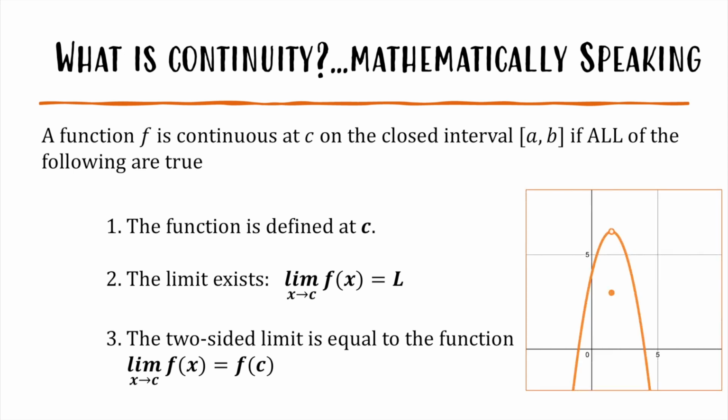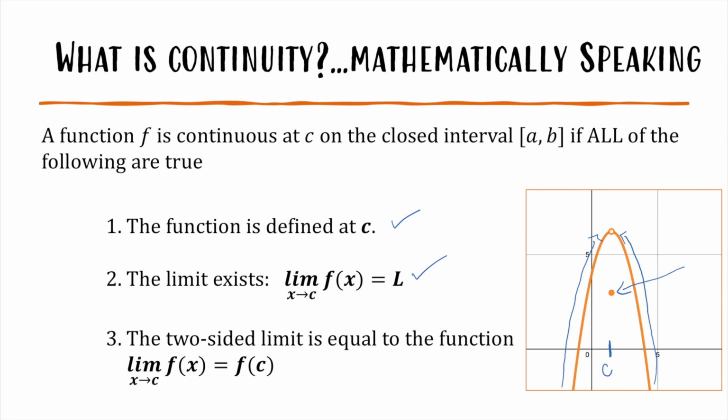So let me show you what that looks like. Okay, number 1, is the function defined at c? So we'll call this little spot here c. And is the function defined there? Yeah, right there. So number 1 is taken care of. Does the limit exist at x equals c? So at x equals c, are the left-hand limits and the right-hand limits headed towards the same spot? Yes, they are. Number 2 is taken care of.